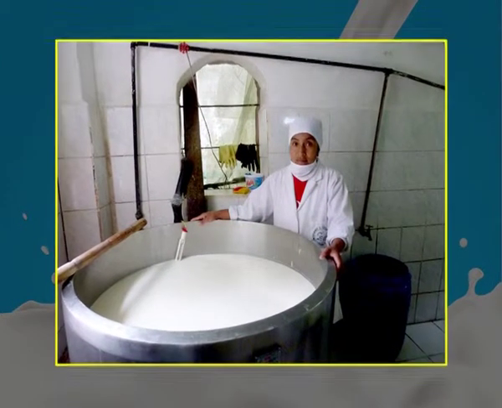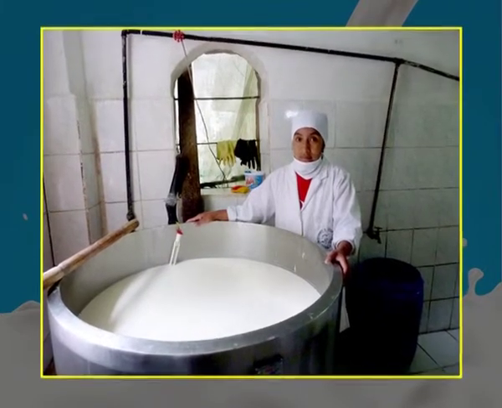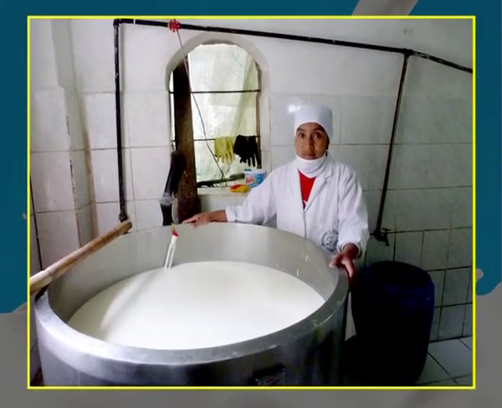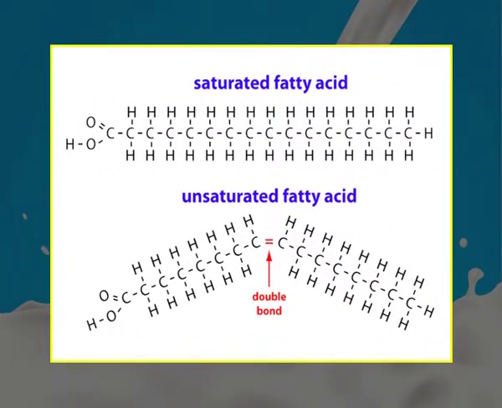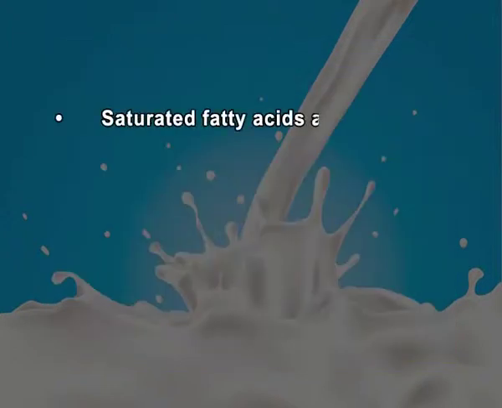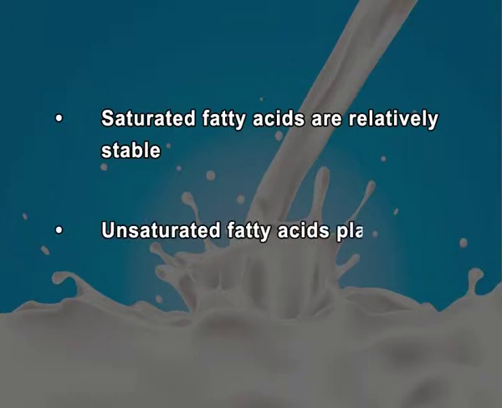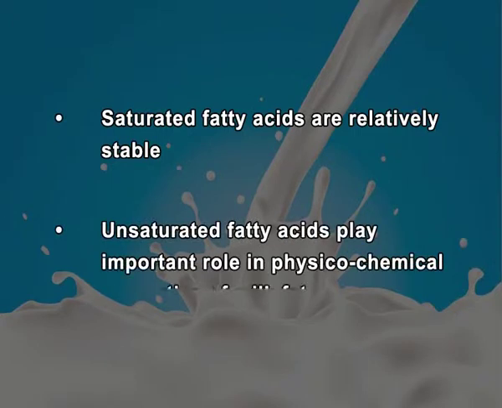Chemically, milk fat is composed of a number of glyceride esters of fatty acids. On hydrolysis, milk fat furnishes a mixture of fatty acids and glycerol. The fatty acids are saturated and unsaturated. Saturated fatty acids are relatively stable. The unsaturated fatty acids play an important role in the physicochemical properties of milk fat.